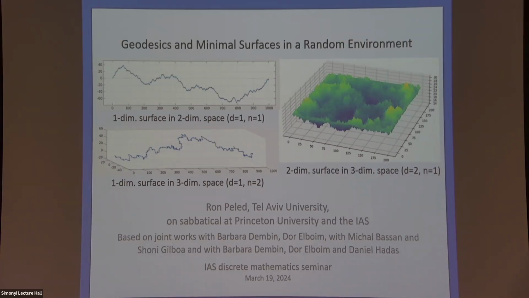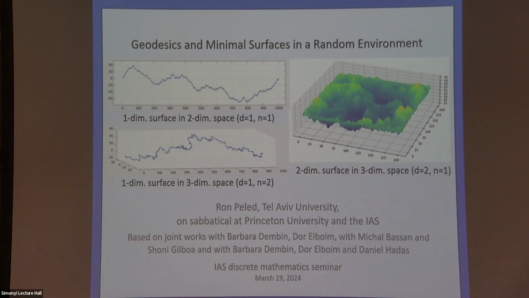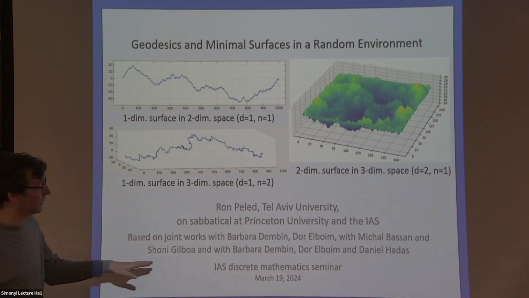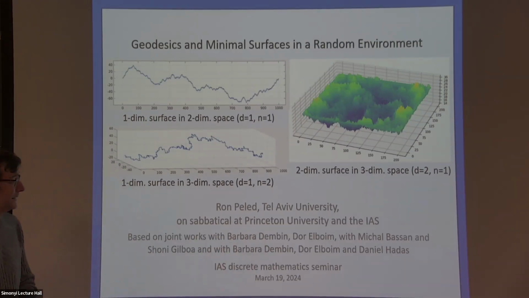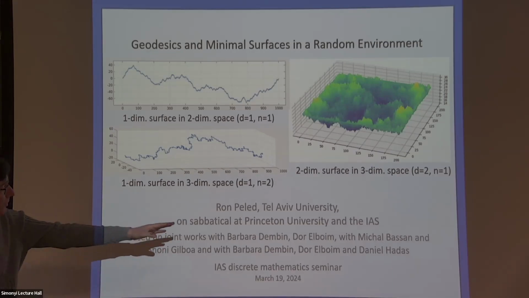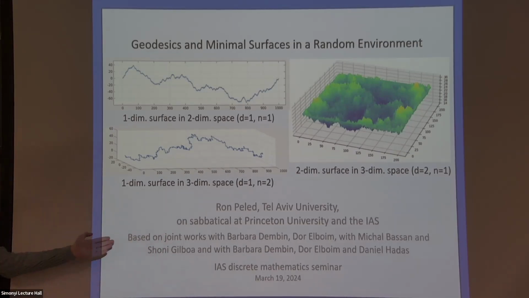So we will talk about geodesics and minimal surfaces. Actually, this talk is a combination of 3 talks, but hopefully that will go well. There are joint works with Barbara Dembin and Dor Elboim, and then joint work with Michal Bassan and Shoni Gilboa, and another joint work with Barbara Dembin, Dor Elboim, and Daniel Adas. We will see as we go, but I hope it will not be too confusing.